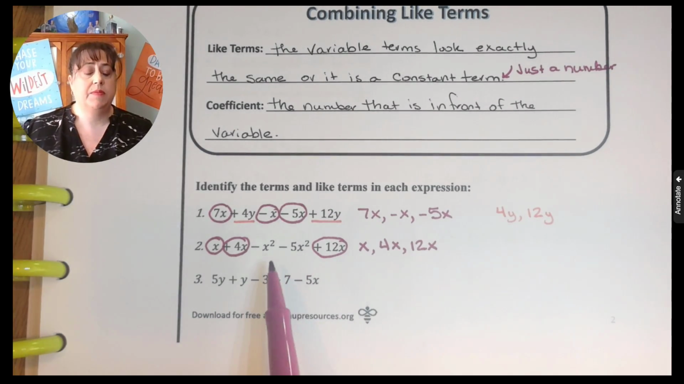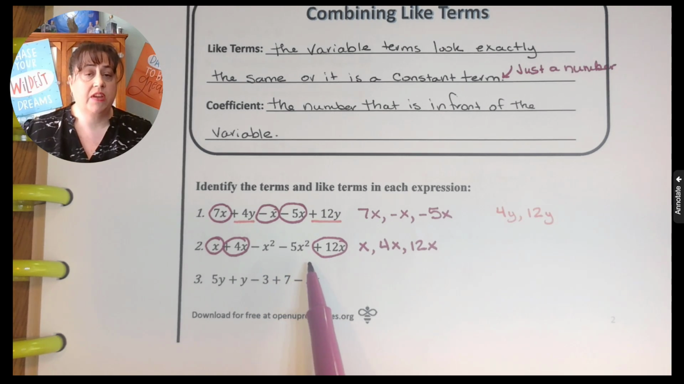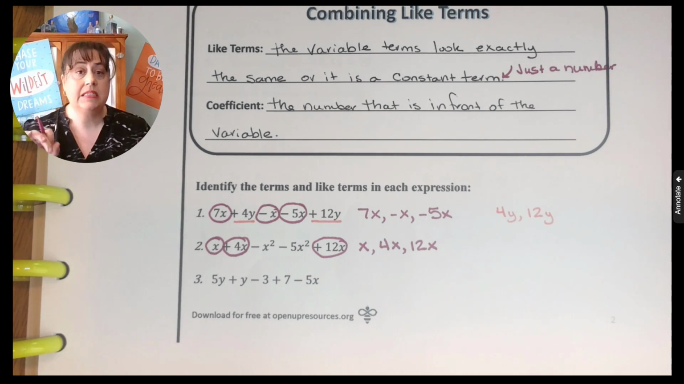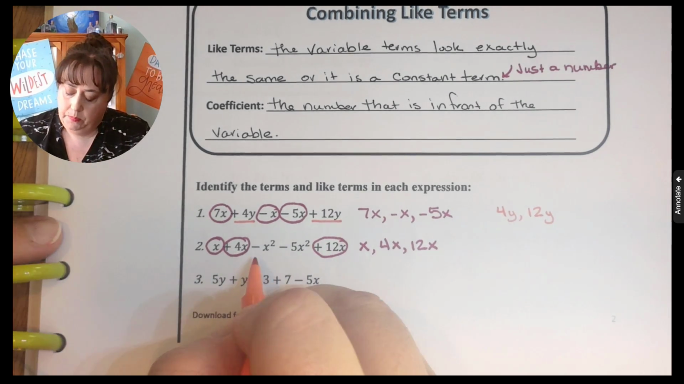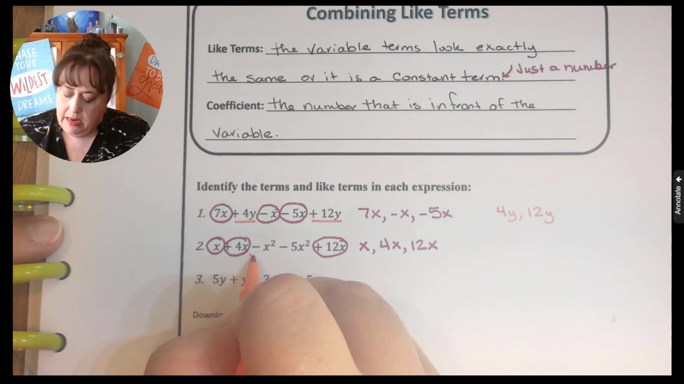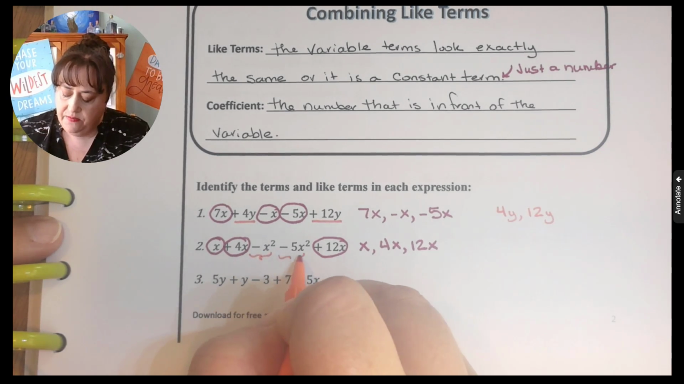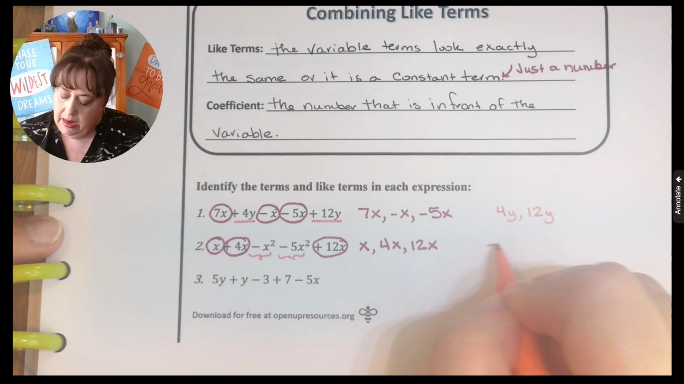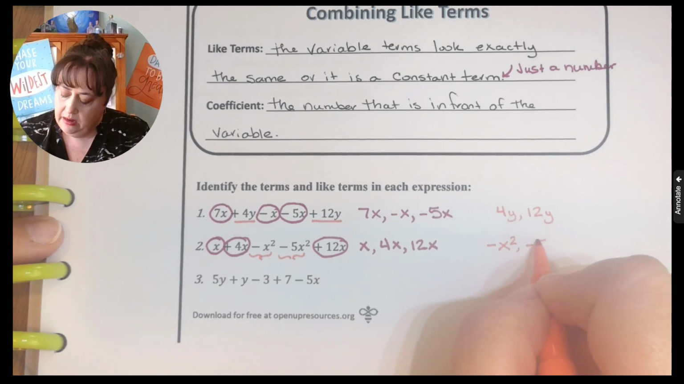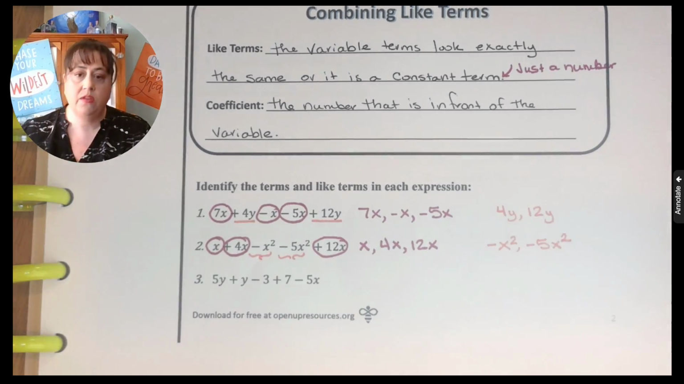The reason I skipped negative x squared and negative 5x squared is because the x's did not look exactly the same. So now let's look at our x squareds. We have a negative x squared and a negative 5x squared. So negative x squared and negative 5x squared, those are like terms.